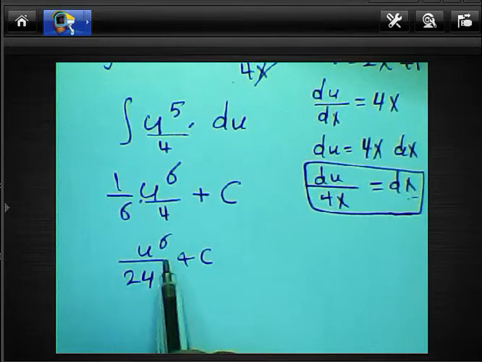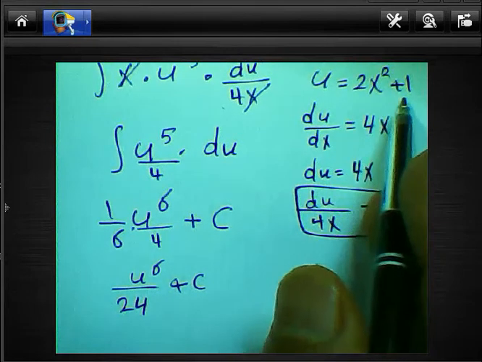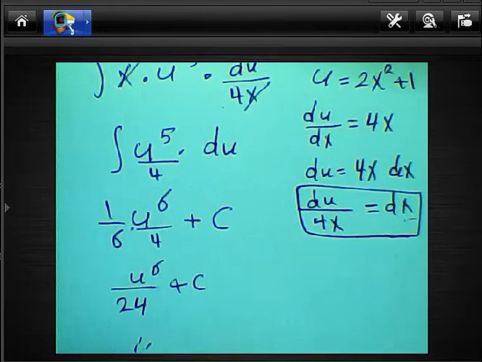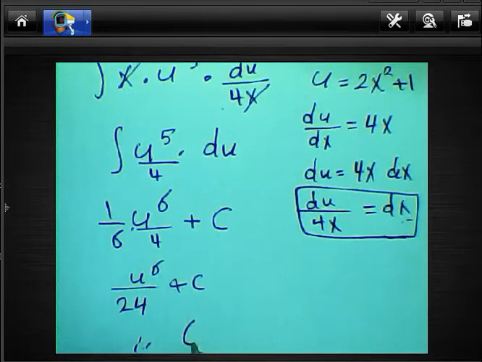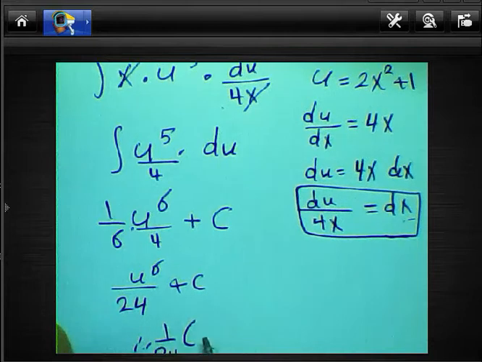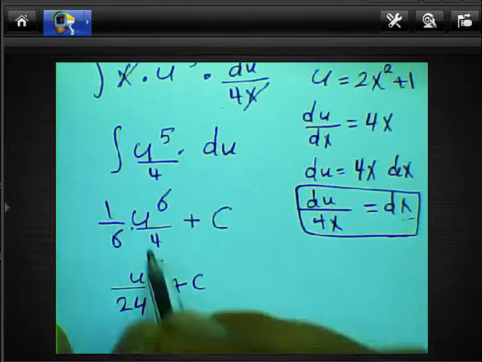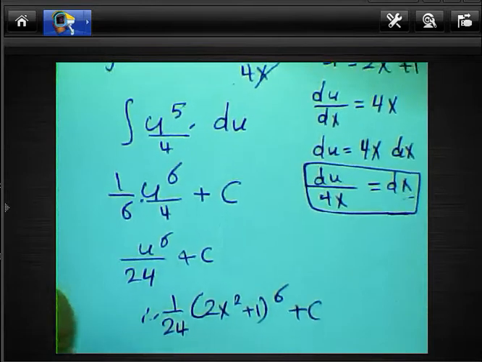So we can write u equal to x power 2 plus 1. Then we can write here 1 over 24 times (x power 2 plus 1) all power 6 plus constant.